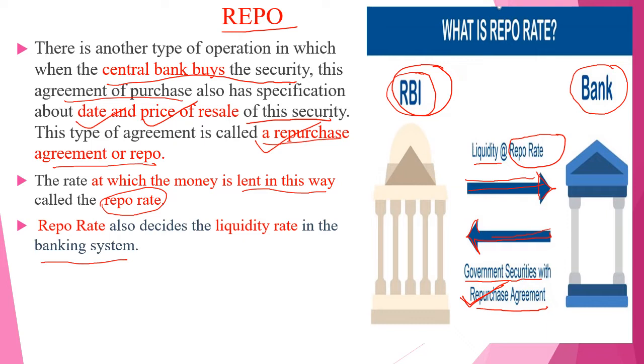That is why the definition says that the central bank buys the government security. At the same time, the central bank gives money to commercial banks. The rate at which the central bank gives money to commercial banks is called the repo rate. Next, as we already said, repo is one of the important monetary policy tools of the Reserve Bank of India.